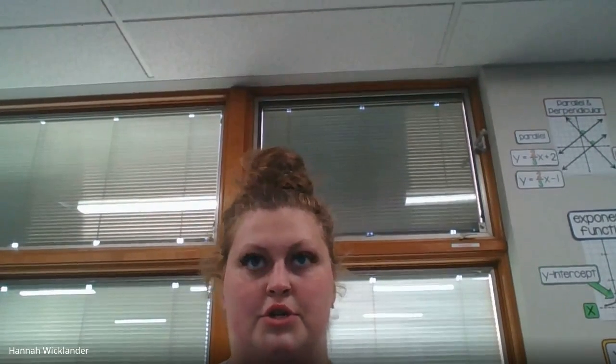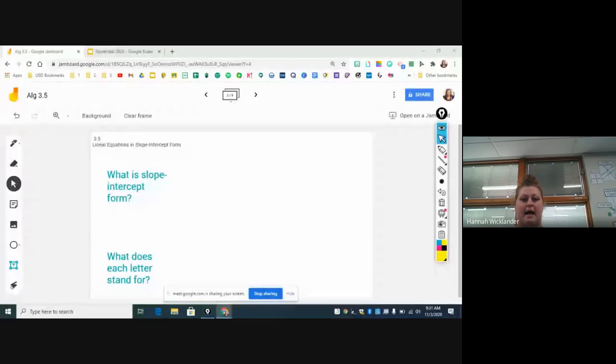So we're going to do notes on 3.5, which is slope-intercept form. Does anyone know what slope-intercept form is? When we're talking about slope-intercept form, what does that mean?